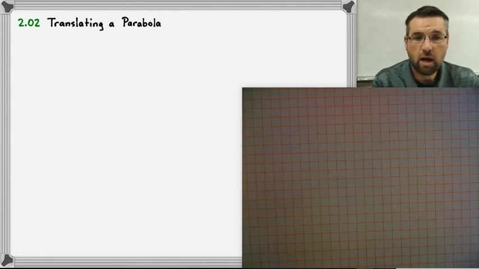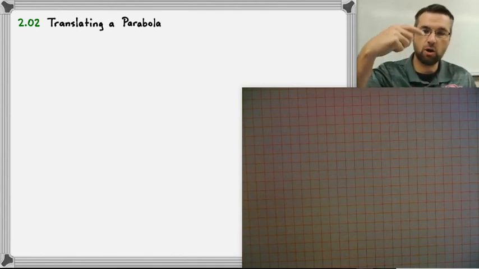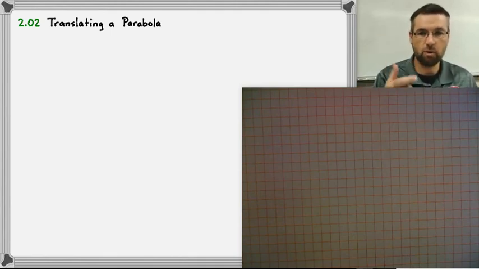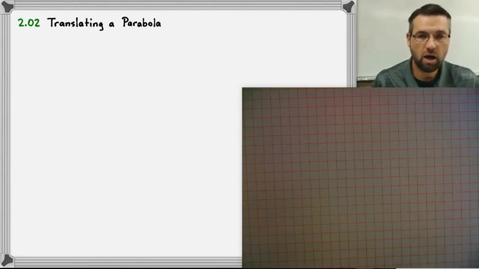Hey everybody, remember last lesson, 2.01, we talked about the idea of the parent function of a parabola, and that parent function was y equals x squared. And then we talked about the negative x squared and the fact that the a value takes that parabola and reflects it, or flips it, so that it opens down instead of opens up. We also talked about the slope pattern of a parent parabola.